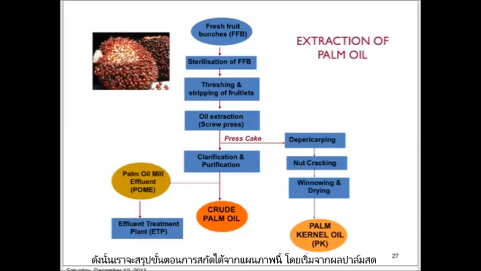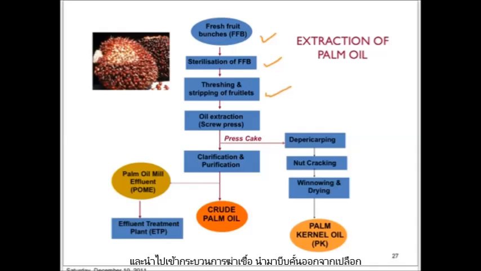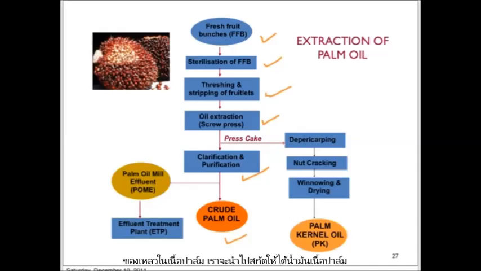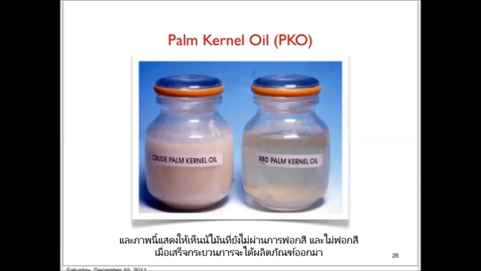So we can summarize the extraction of palm oil from this diagram. We start with fresh fruit bunch. It will go through the sterilization process, stripping of the fruitlets, then the extraction by using a screw press, and the clarification and purification before finally we get the crude palm oil. And the kernel will go through also a separate process to produce the palm kernel oil. This is a picture of crude palm kernel oil, and this is the refined palm oil. RBD stands for refined, bleached, deodorized palm kernel oil.